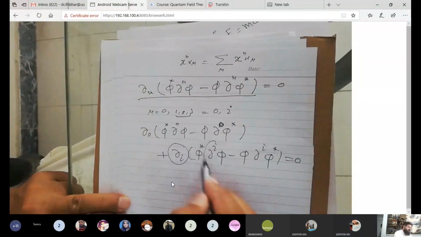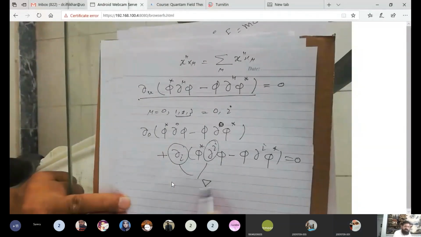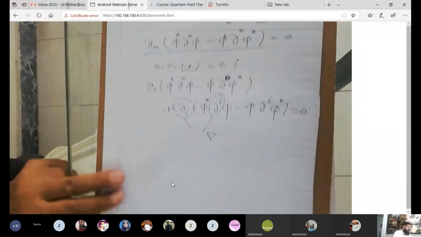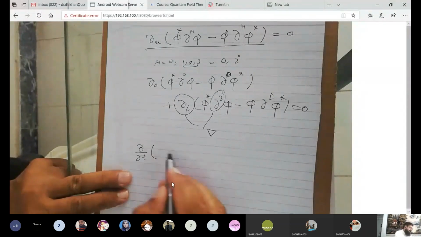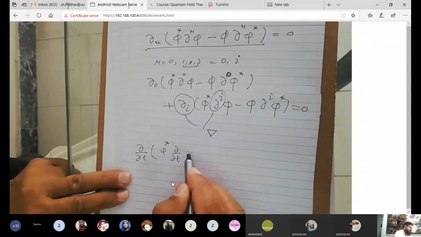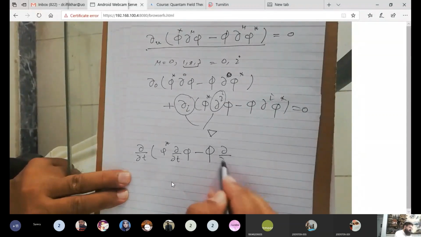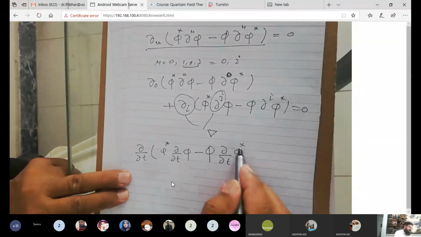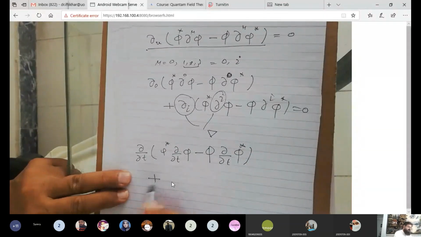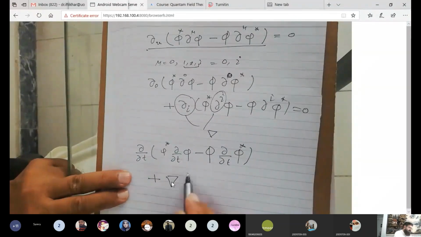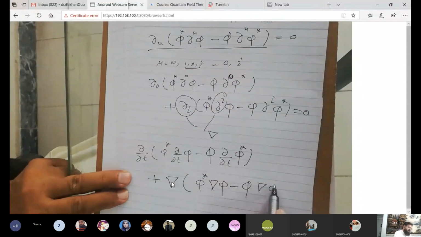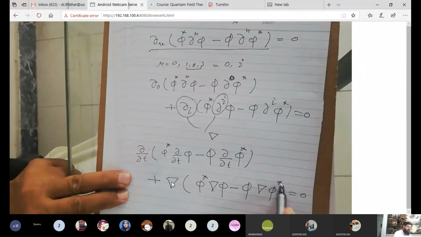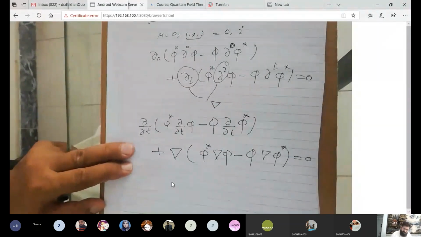Then this is equal to the del operator. So this is equal to ∂_t(φ*∂_tφ − φ∂_tφ*), and then plus del·(φ*∇φ − φ∇φ*) equal to 0. Okay, you got this point?